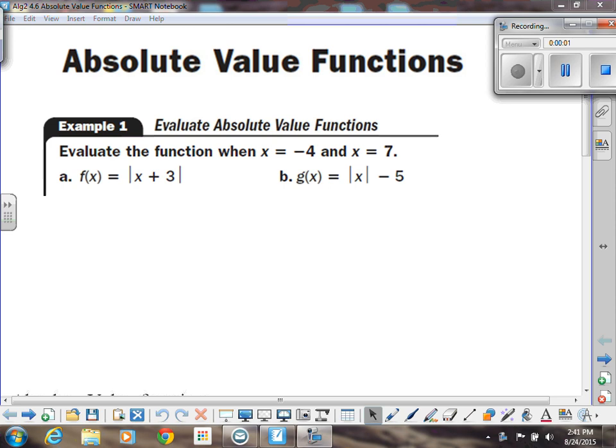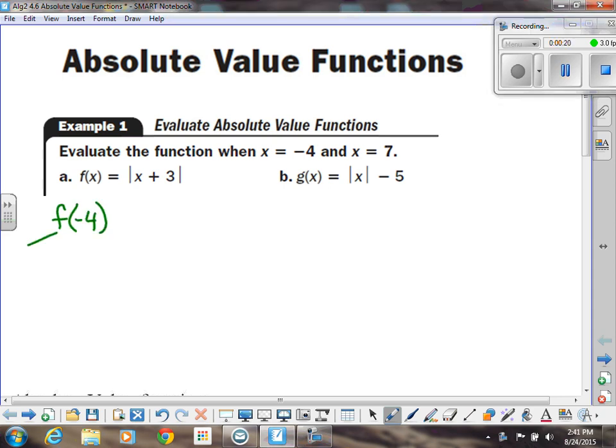All right, let's review absolute value functions. First, we're going to evaluate functions, which means all we're going to do is plug in some numbers into our equation. So in this first one, f of x, I'm going to plug in the number -4 in for x first. So I'm going to do f of -4.